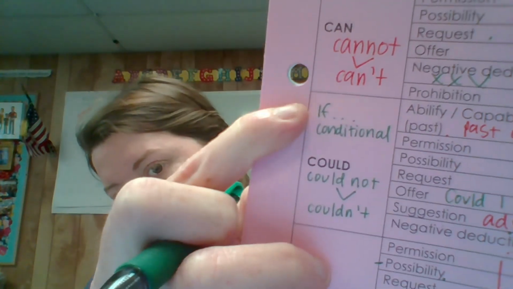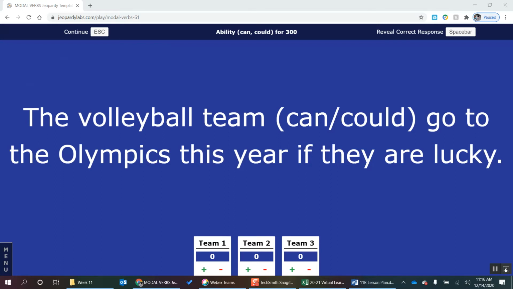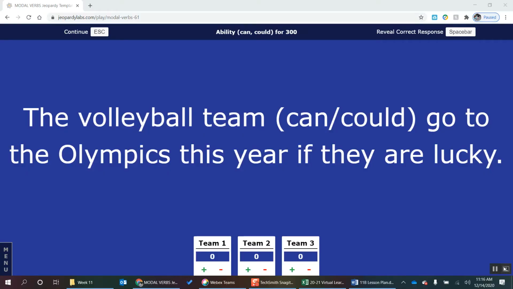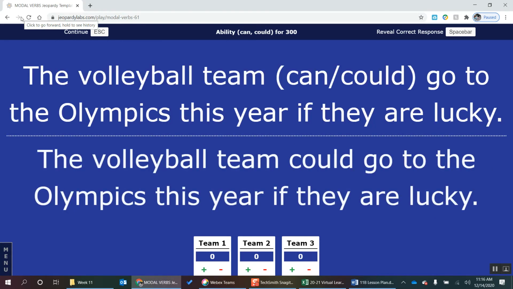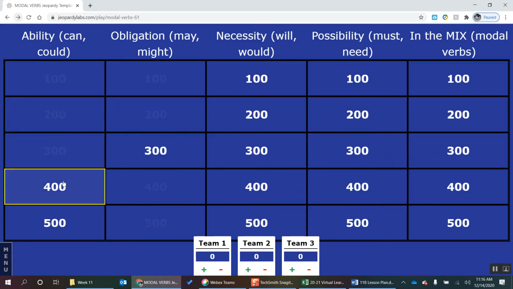If conditional. So in this example, the volleyball team could go to the Olympics this year if they are lucky. Okay. So because we have that word if, we're going to use could. So it's the same like might. So the volleyball team might go to the Olympics this year if they are lucky. We'll also use could. All right.